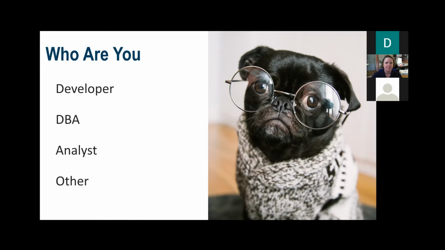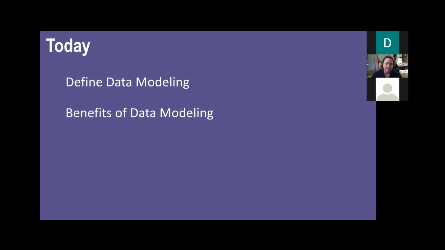Good stuff. Well, today, what we're going to talk about is, first, we're going to define what data modeling is. And then we're going to talk about the different benefits that you can get from data modeling. And then we'll go through a really quick example of how to get started with data modeling. So let's just dive right in and define data modeling.